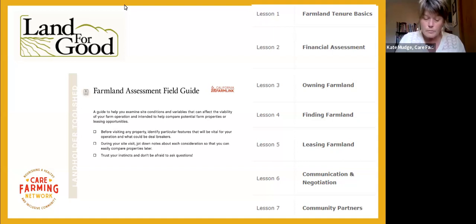And there's also a farmland assessment guide that can help you examine site conditions and variables that can affect the viability of your farm. It's intended to compare potential farm properties or leasing opportunities. So once again, we're going to have links to these in the resource page that we're sharing out with you.